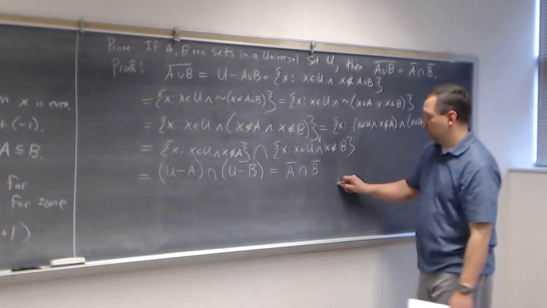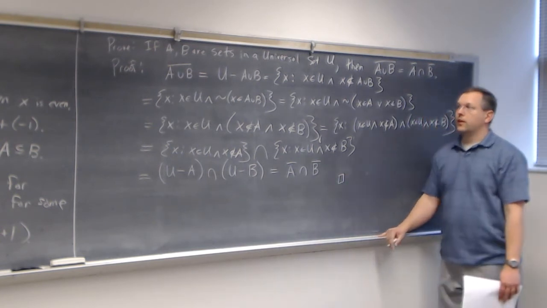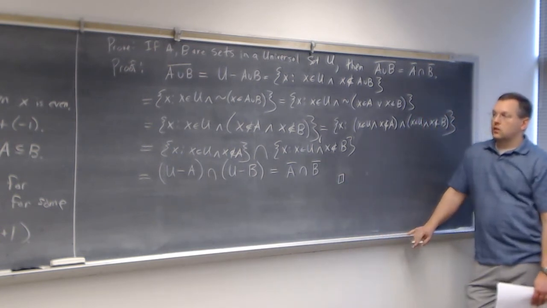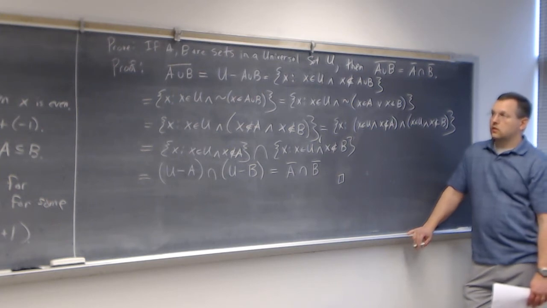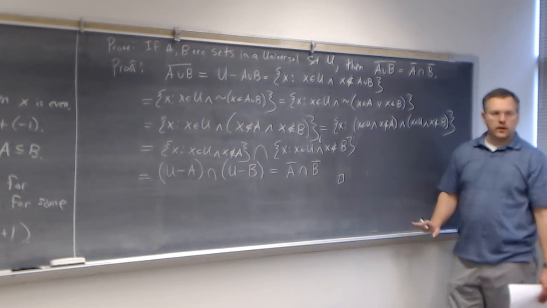So, complement of A union B equals complement of A intersect complement B. All right, any questions?